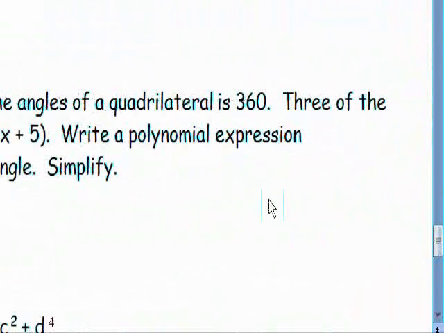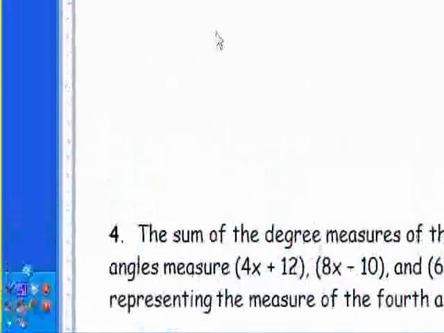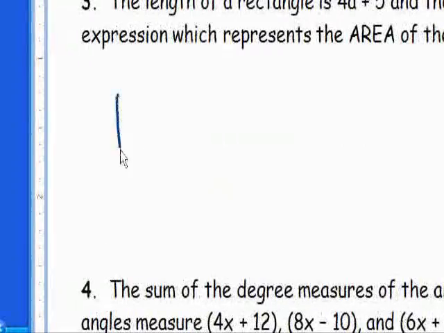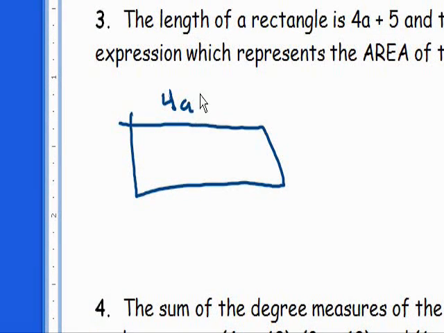Great. We are almost finished with your test review. Number 3. Let's take a look at it. The length of a rectangle. Excellent. So I immediately will draw my picture. The length is 4a plus 5.